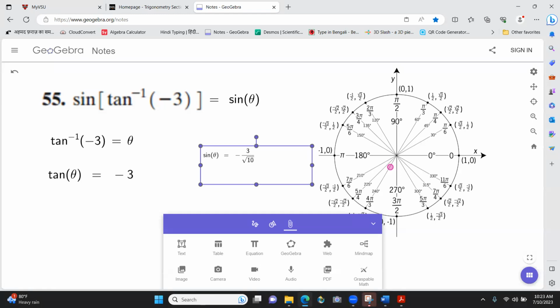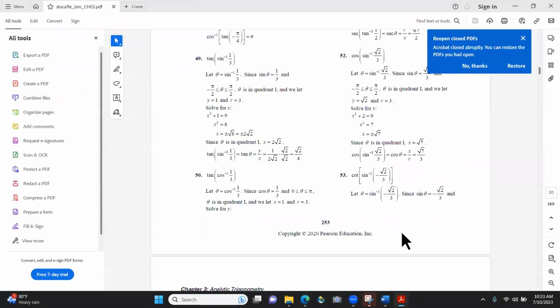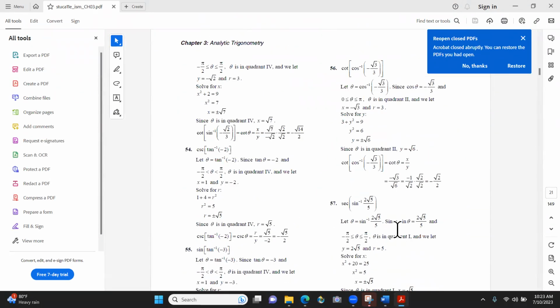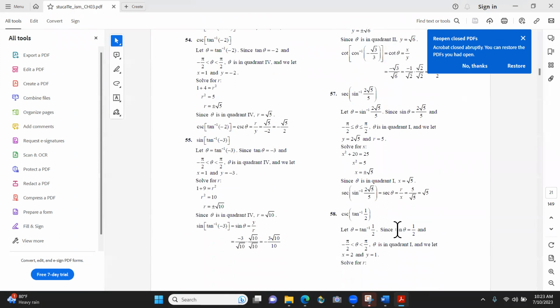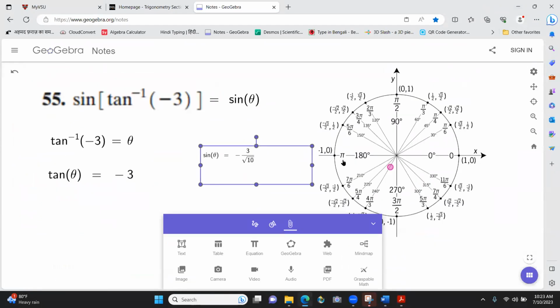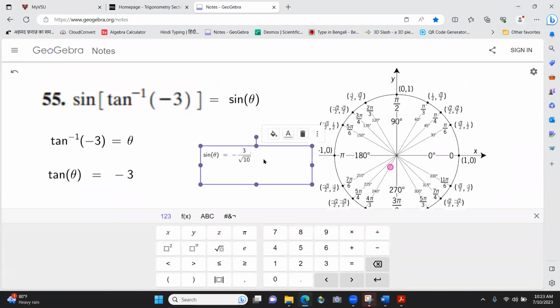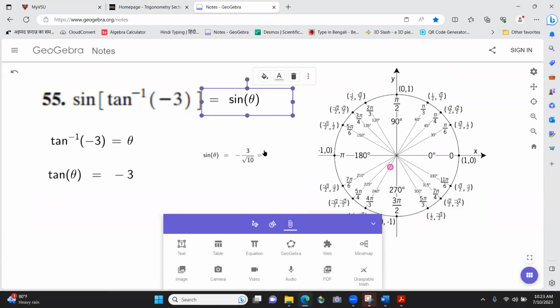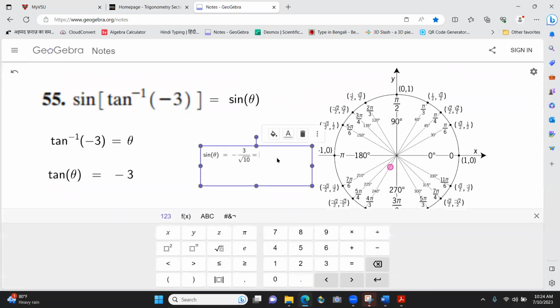I'm going to go back and check my answer. I hope I didn't mess up. Yeah. Okay. So I got -3 over square root of 10, but we have to remember, guys, we have to rationalize the denominator. So let's go ahead and do it. So we got the right answer. So you multiply top and bottom by square root of 10, and you're going to get -3 square root of 10 over 10.